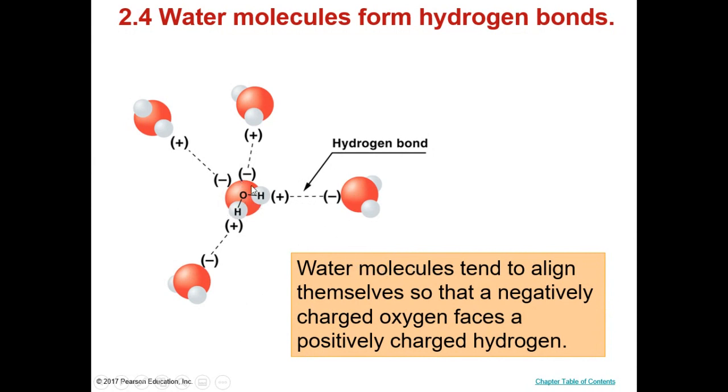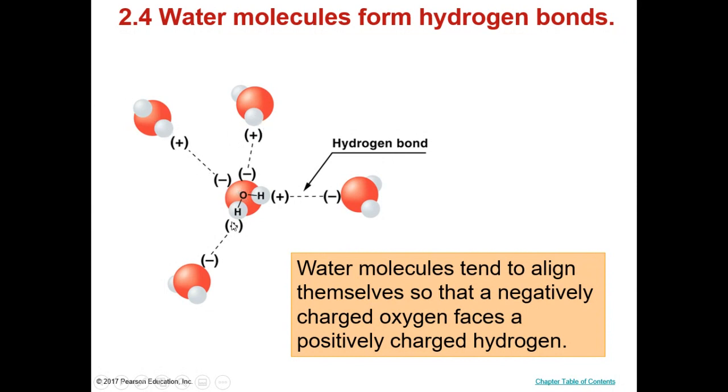So here's more or less how it happens. You have a negative oxygen, you have a positive hydrogen, right? How do you know they're negative and positive? We'll just look at the periodic table, right? So oxygen is going to be negative, hydrogen is going to be positive, so their opposites attract and they come together.